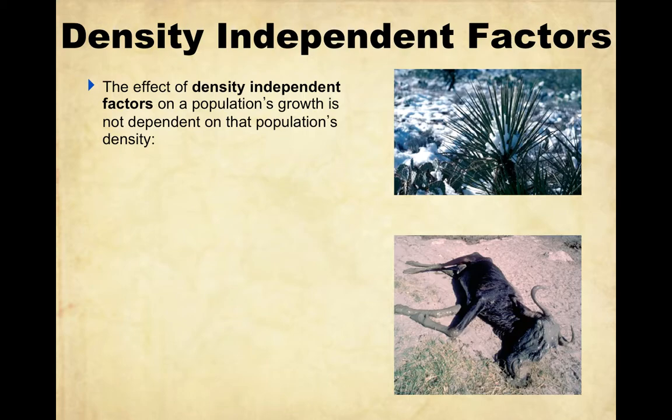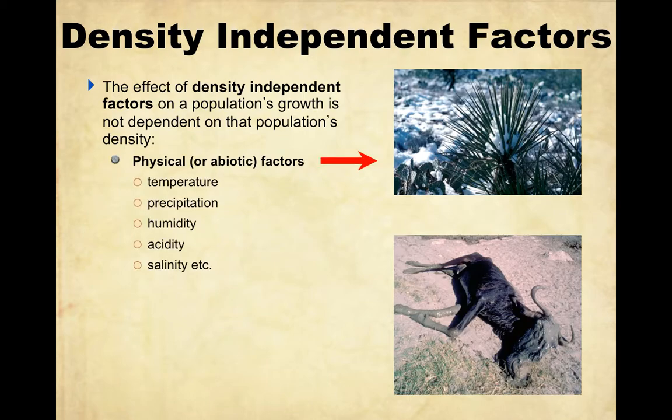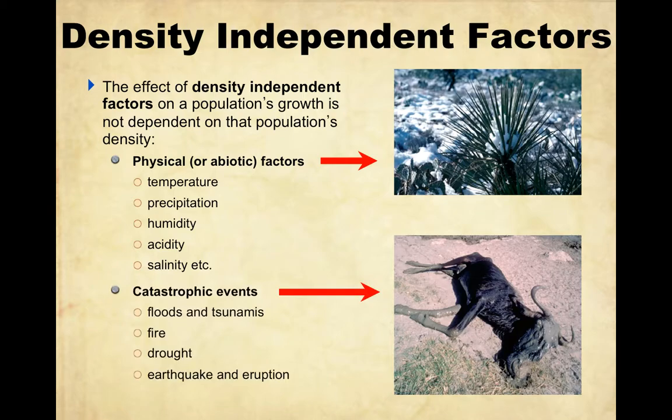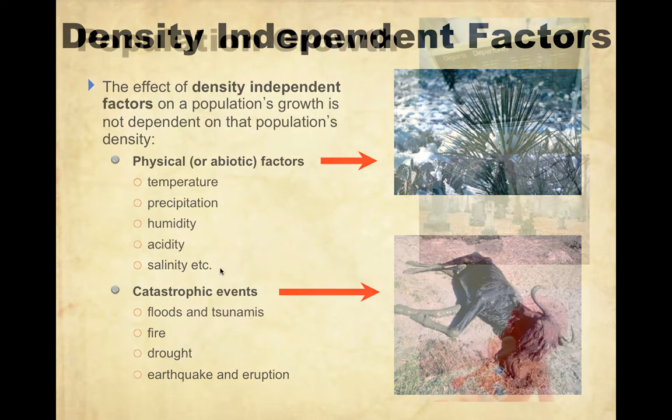Density-independent factors tend to be abiotic factors such as temperature, precipitation, humidity, acidity, salinity, and catastrophic events, which are also things that result in abiotic factors, such as floods, tsunamis, fires, drought, earthquake, and eruption. So both of these, this is a drought, a severe drought. Both of these tend to be abiotic factors more often than not.